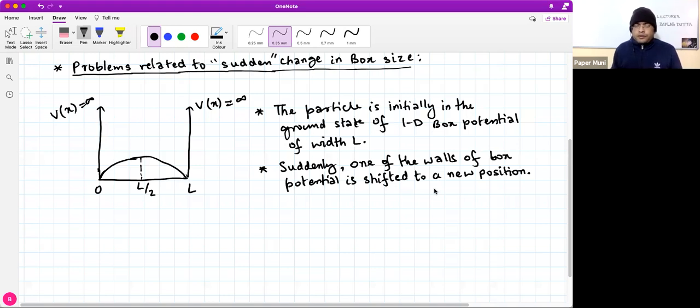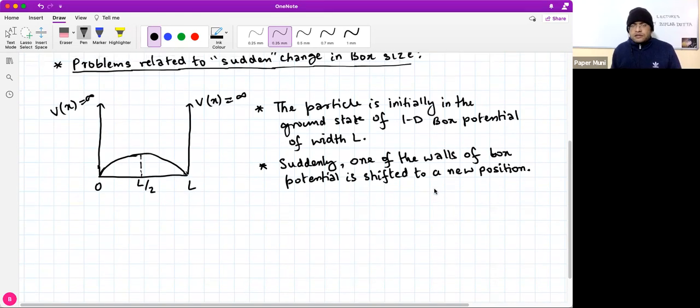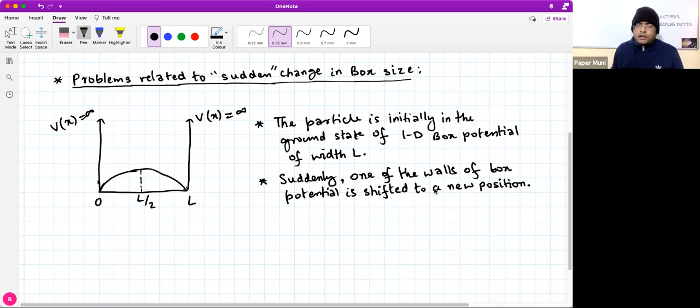Now what happens in that situation? The question is asked: what is the probability that the particle could be found in the ground state of the new potential? Once you shift one of the walls, there's a change in the wave function as well as the change in the energy eigenvalues. There's a new potential altogether.